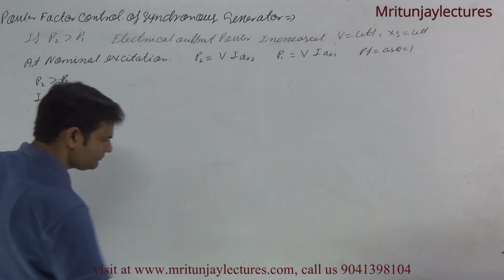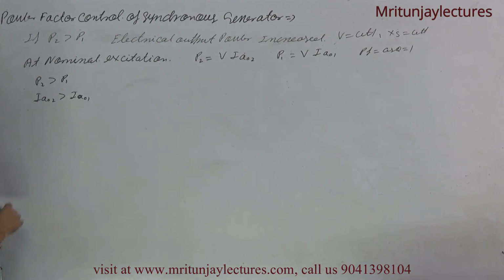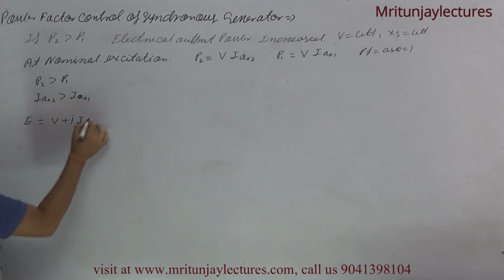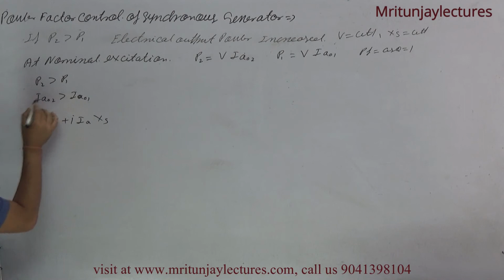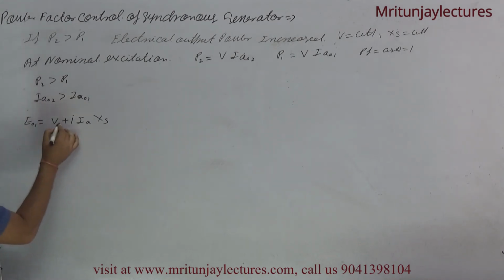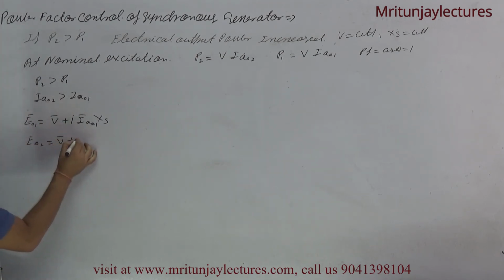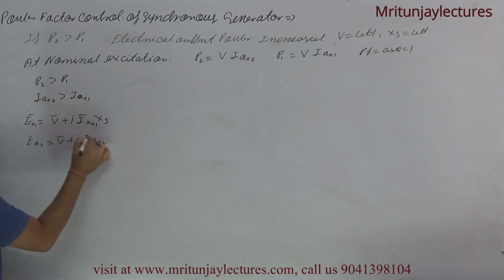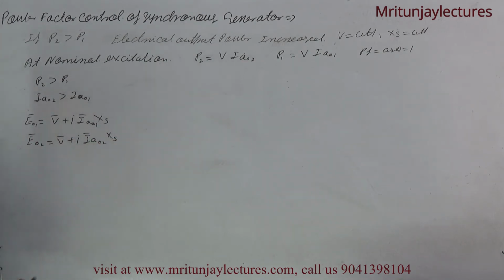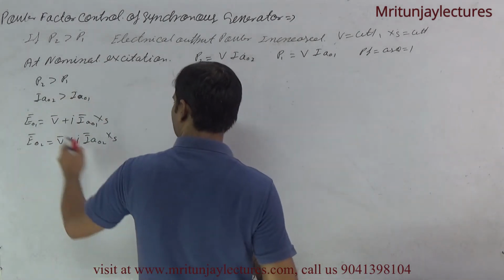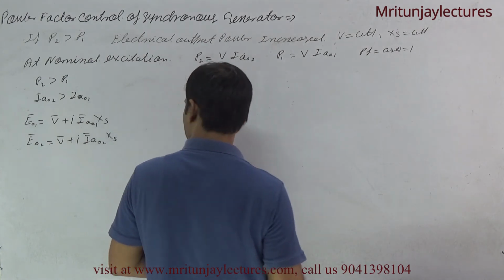Okay, now I know that E is equal to V plus JIA into X. Corresponding to E01, that is I01, and corresponding to E02, that is V plus JIA02. Okay, so first of all draw, and E always leads V by how much angle? Delta.